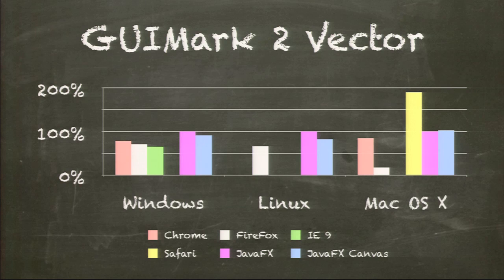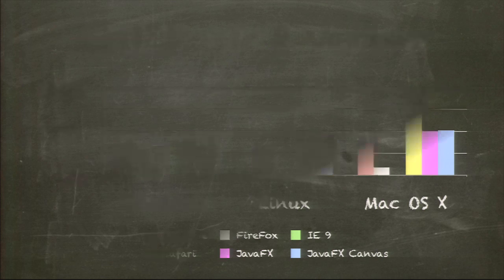Now, the interesting thing on this one is that you'll notice that on Windows and Linux, actually using the scene graph was faster than using canvas. So when we're going through the talk, just bear in mind that sometimes it's faster to use one technique, sometimes it's another. The only way you can really tell is to do it and profile it.